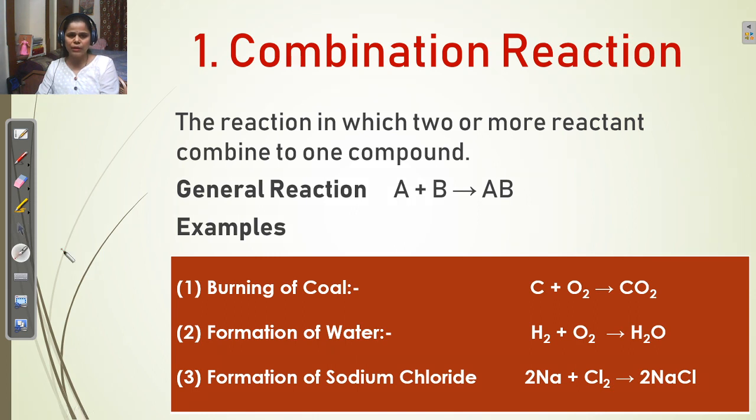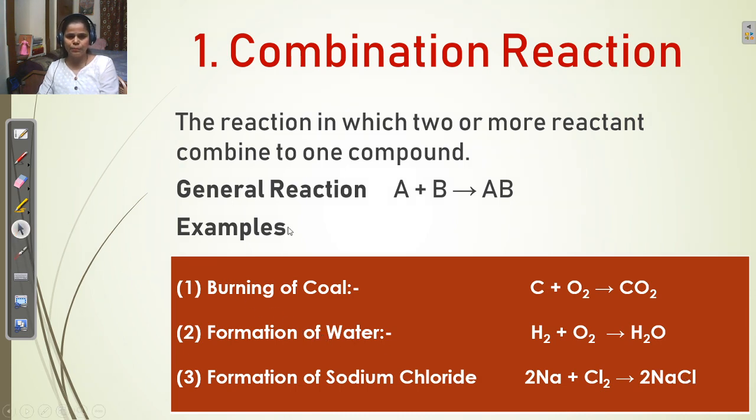The first example is the burning of coal. When carbon burns in the presence of oxygen, O2 gas, it forms carbon dioxide. Next example, formation of water. When H2 combines with O2 to form H2O, water. The next example is formation of sodium chloride. When the sodium atom combines with the chlorine atom, it forms sodium chloride.